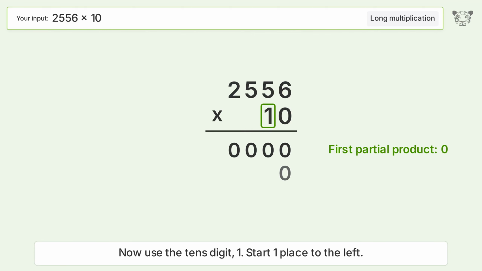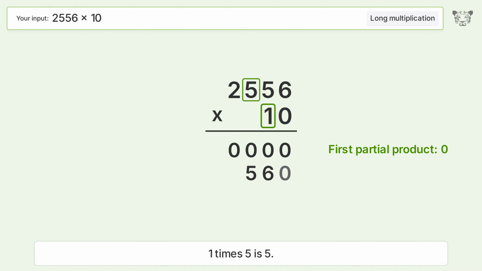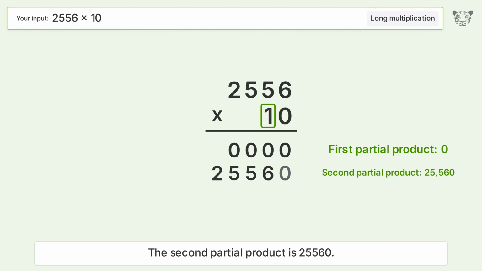Now use the tens digit, 1. Start one place to the left. 1 times 6 is 6. 1 times 5 is 5. 1 times 5 is 5. 1 times 2 is 2. The second partial product is 25,560.